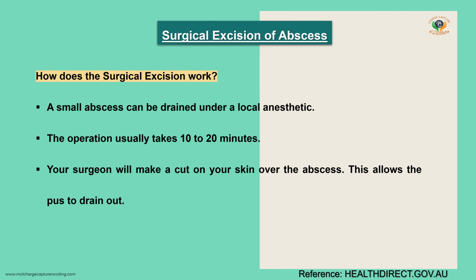Talk about how the surgical incision works. A small abscess can be drained under a local anesthetic, although in most cases the physician would need to provide the patient a general anesthetic. The operation usually takes 20 minutes or even less, but in other cases may take longer. Your surgeon will make a cut on your skin over the abscess. This allows the pus to drain out.